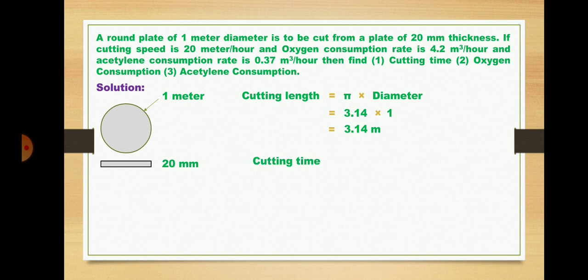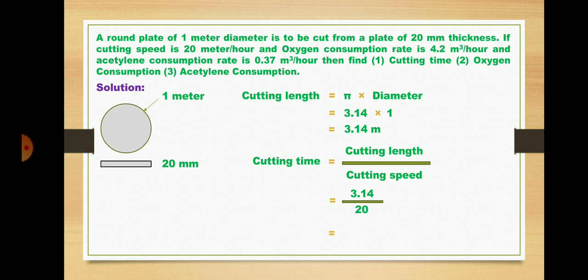Now cutting time. Cutting time equals cutting length divided by cutting speed. The cutting length is 3.14 and the cutting speed is 20 meter per hour, so it is equal to 0.157 hour. It is our cutting time and our first solution.